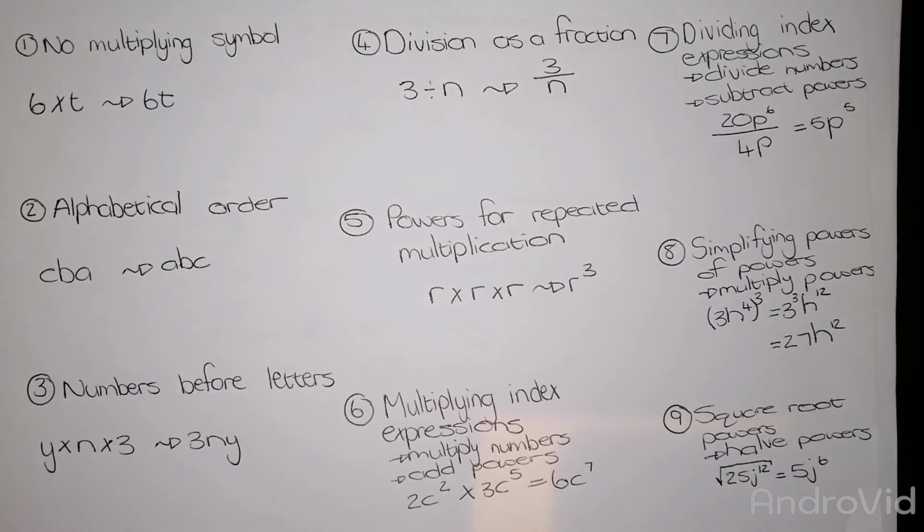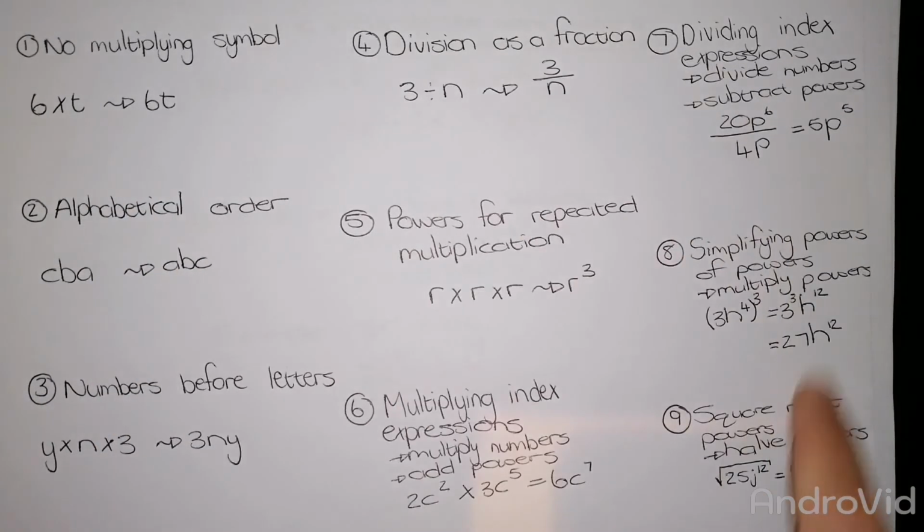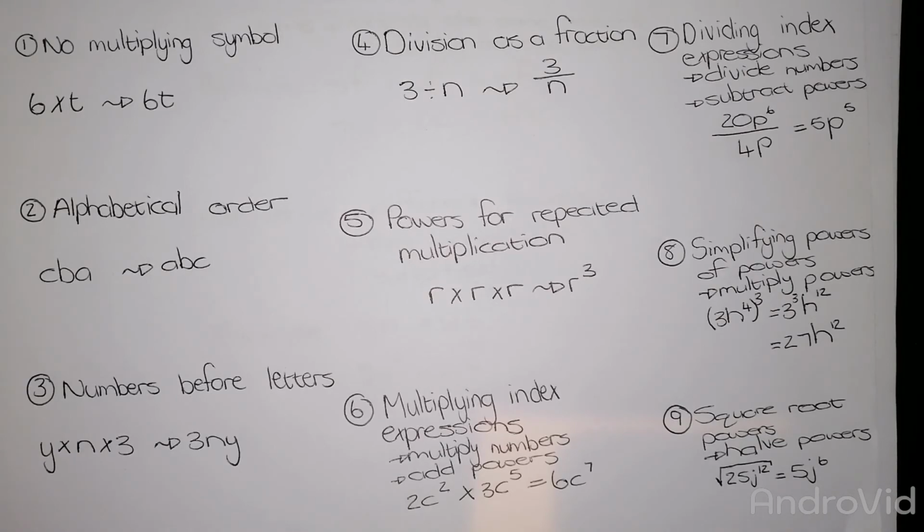And the last important rule is when we square root powers. If this is my example, I need to square root the number in front, so the square root of 25 is 5. And because my power is inside a bracket, I just halve my power. So therefore it is 5j to the power of 6. And these are my 9 basic rules for me to do algebra.